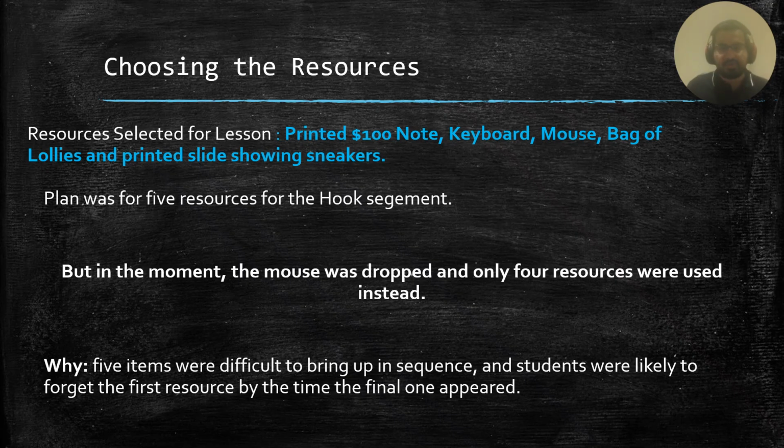I removed the mouse from the list of options available and only used 4 resources instead of 5, as I had originally planned, because having 5 items was difficult to bring up to the camera, and students would likely forget the first resource by the time I had completed the 5th.